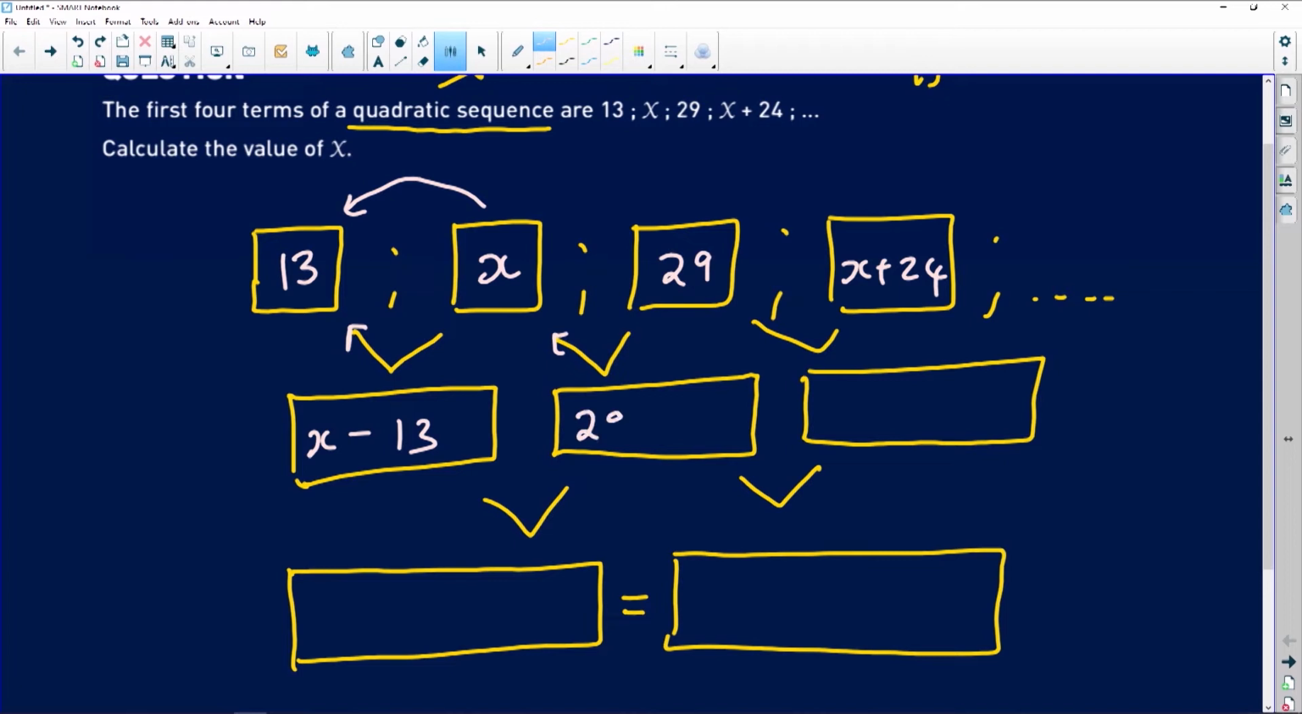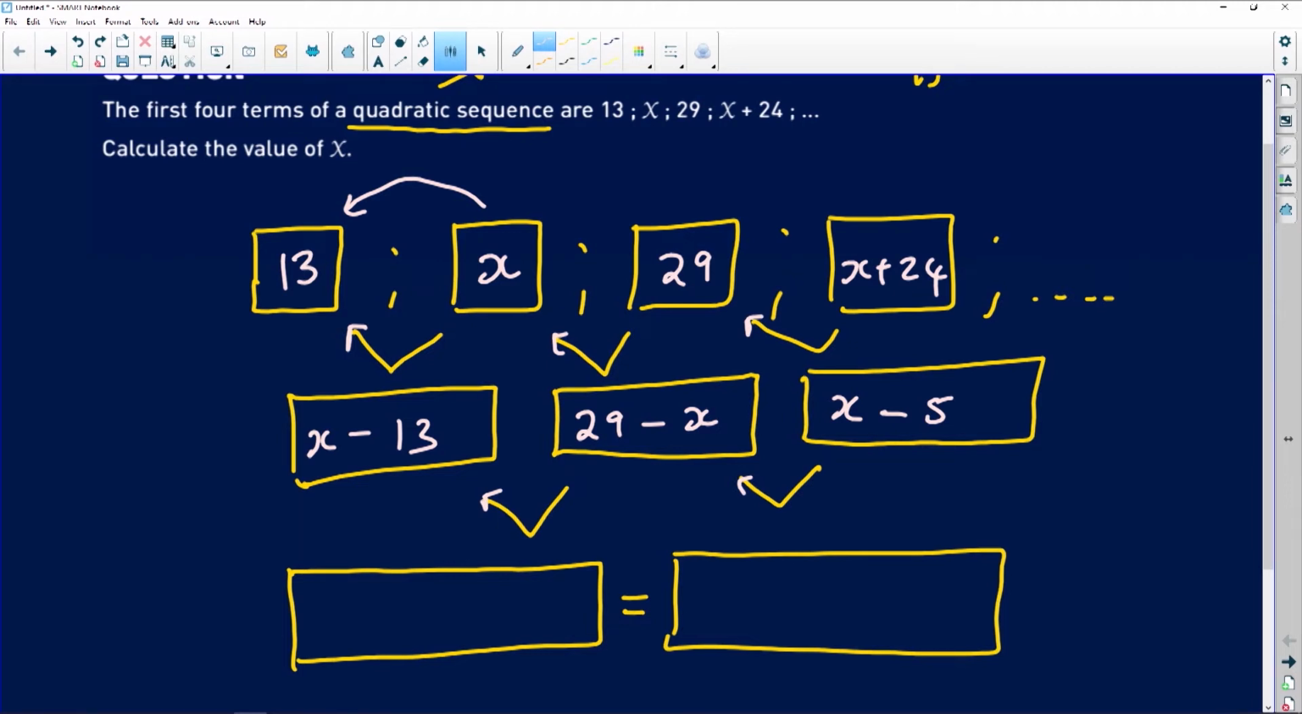So it's term 3 minus term 2. And then on this one is going to be x plus 24 subtracting 29. That should give us x minus 5, because 24 minus 29 will simply give you minus 5. That is the first difference. Now we have to continue with our reverse subtraction again to try and find the second difference.